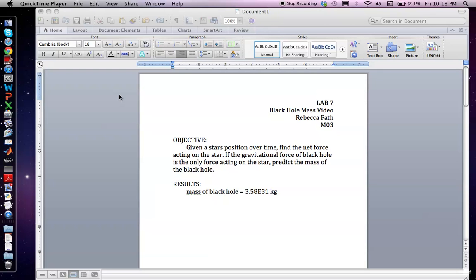This is my black hole mass video for Lab 7. The objective was, given the star's positions over time, find the net force acting on the star. If the gravitational force of the black hole is the only force acting on the star, predict the mass of the black hole. So I was able to find the net forces acting on the star, and then I was able to calculate the mass of the black hole being 3.58 e to 31 kilograms.